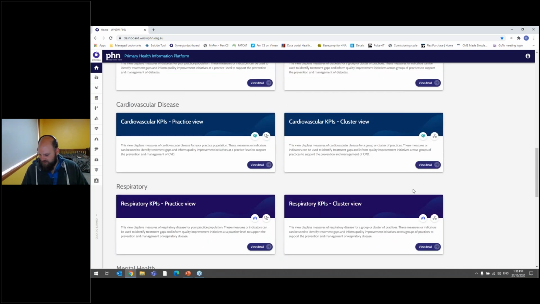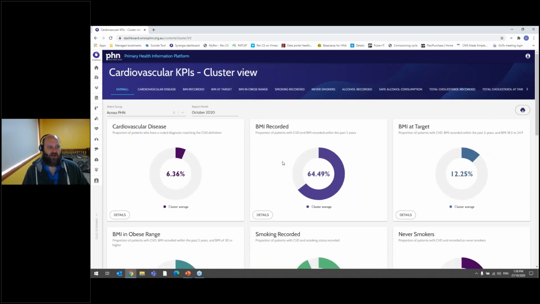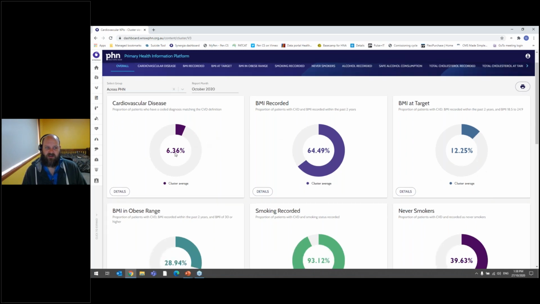The next one that we'll be looking at here will be the cardiovascular module. And here you'll see with the cardiovascular one, we've got patients that are diagnosed as being coded with cardiovascular disease across the PHN. So, a little over 6% of our patients being identified. Those of which have had a BMI in the last 2 years. Again, that was previously there, whereas the next two, like the diabetes, which is the BMI being in target, and those that are overweight or obese, have been added because obviously they're the outcomes we're wanting to achieve.